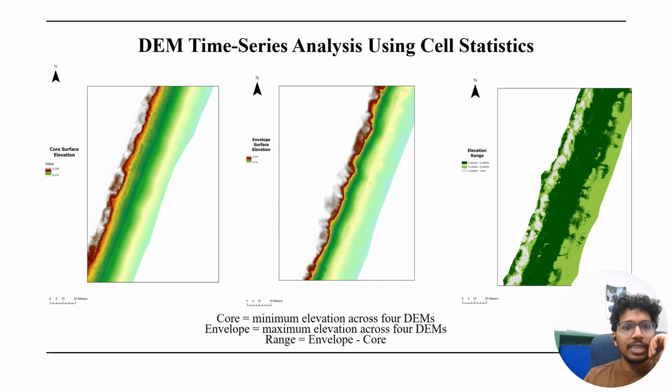Next is the DEM time series analysis using cell statistics. We used the cell statistics to generate the core map, which shows the minimum elevation at the cell level over the 4 timelines, and the maximum elevation at the cell level across the 4 timelines is used for the envelope map creation. The range shows the variability of elevation at each cell over the timelines.